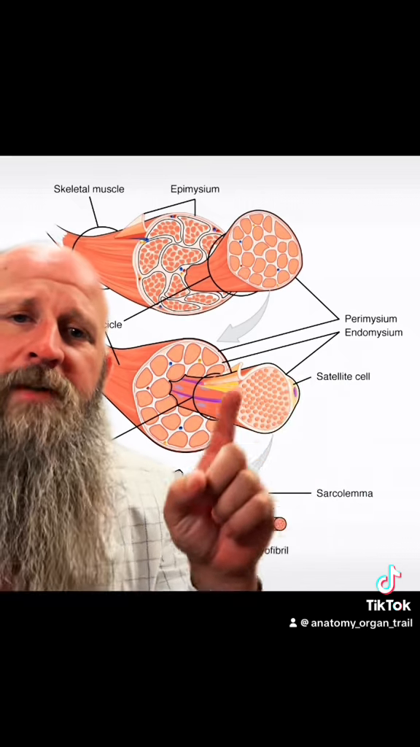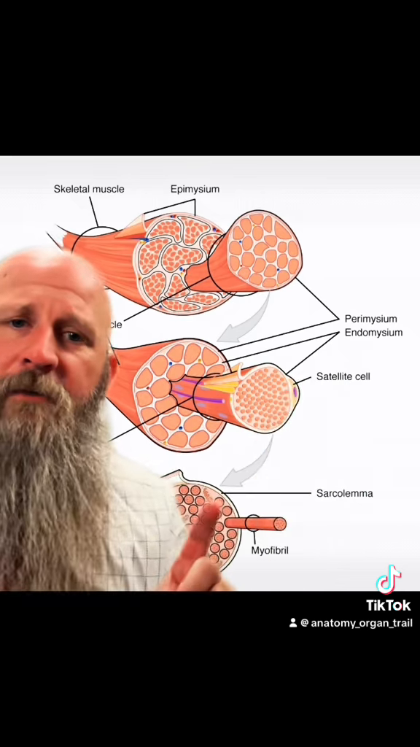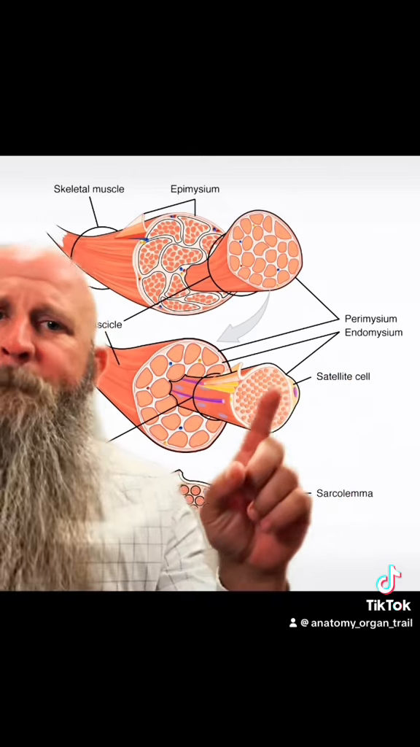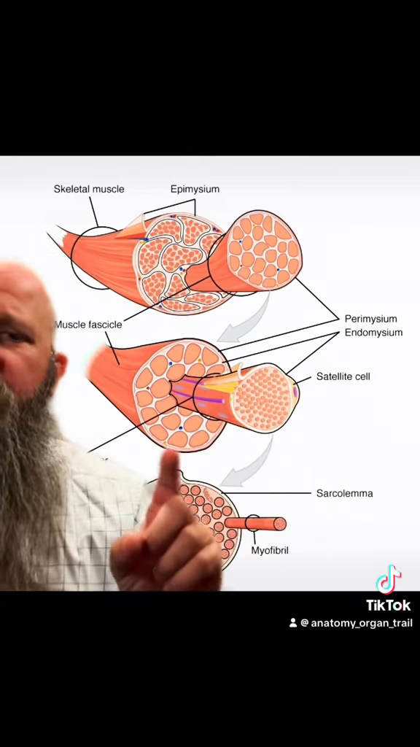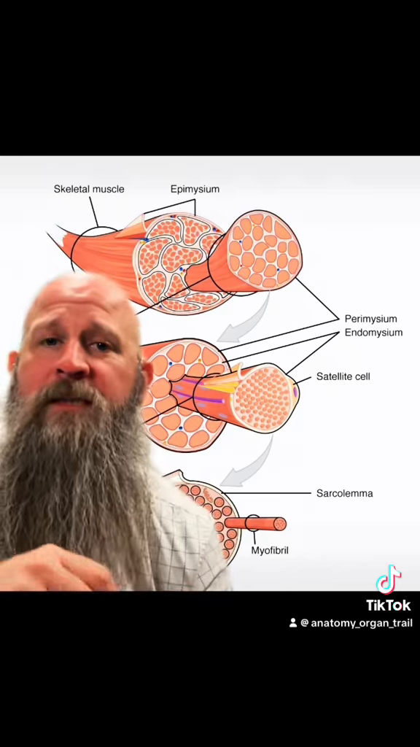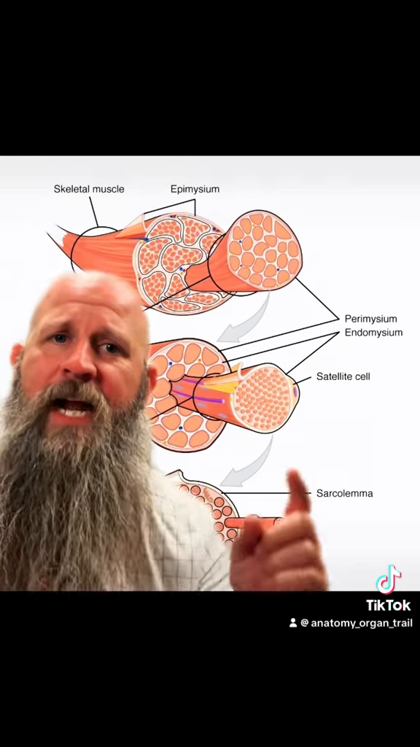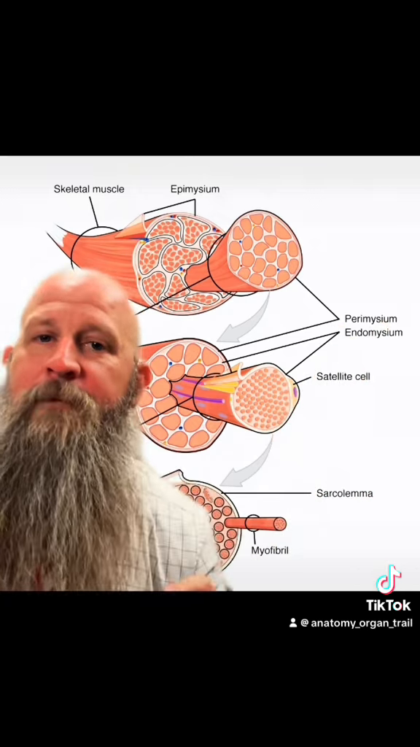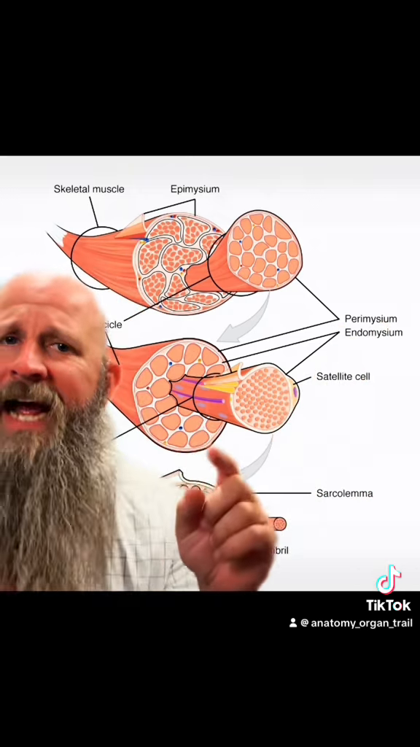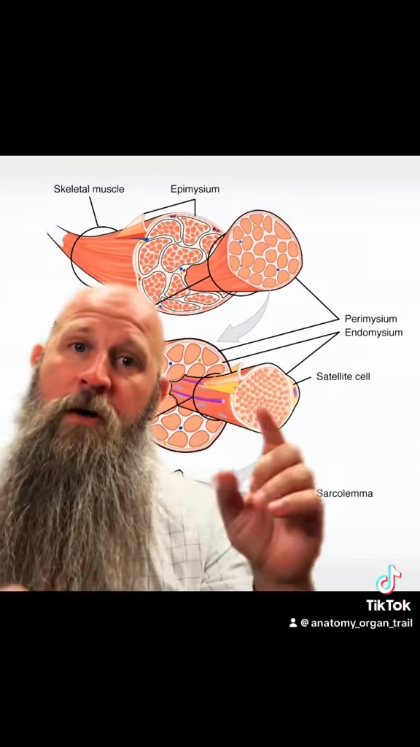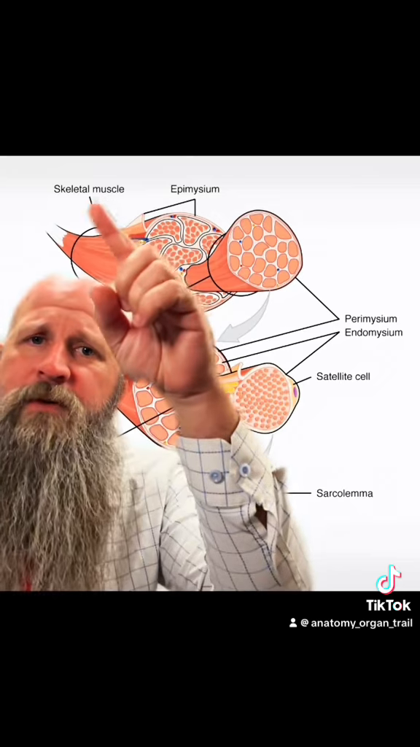Now, your individual myofibers that are surrounded by the sarcolemma and then surrounded by the endomysium are bundled into a larger bundle known as a fascicle, known as a muscle fascicle. And the muscle fascicles are surrounded by a layer of connective tissue, and that layer of connective tissue is called the perimysium. Now, these individual fascicles with their surrounding perimysium are bundled into a larger bundle, and that's what we refer to as your muscle.